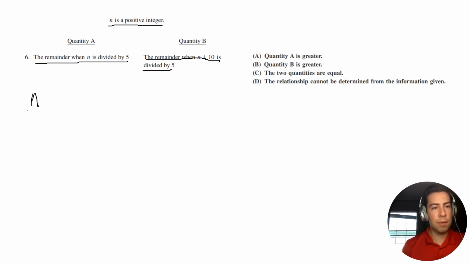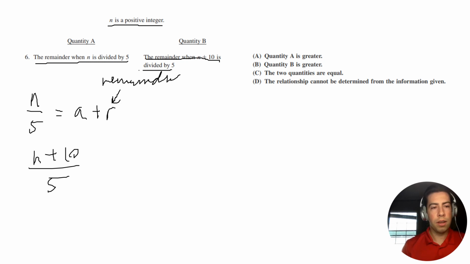So I'm going to have n divided by 5, right? And what I'm going to say is that n divided by 5 is going to equal some value. I'm going to call it a plus r. Okay? And again, r is the remainder. Now what I'm going to have is n plus 10 over 5.